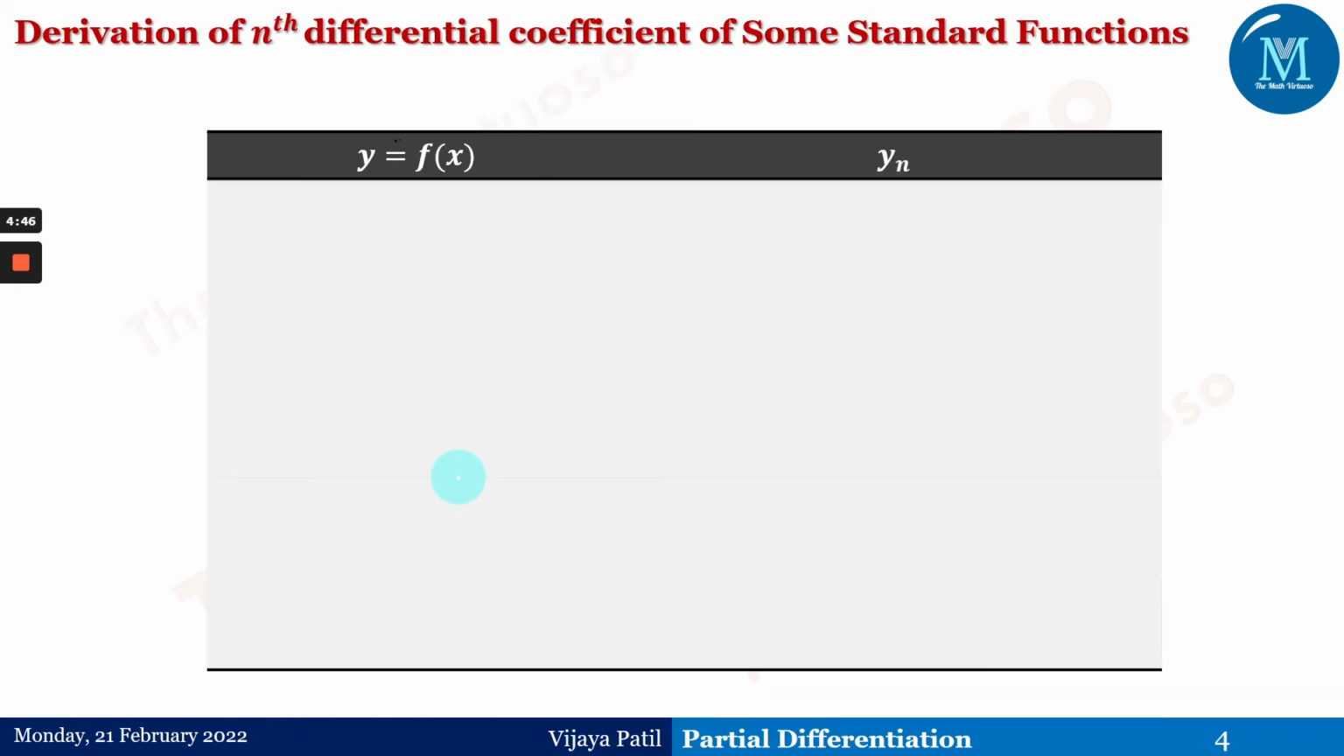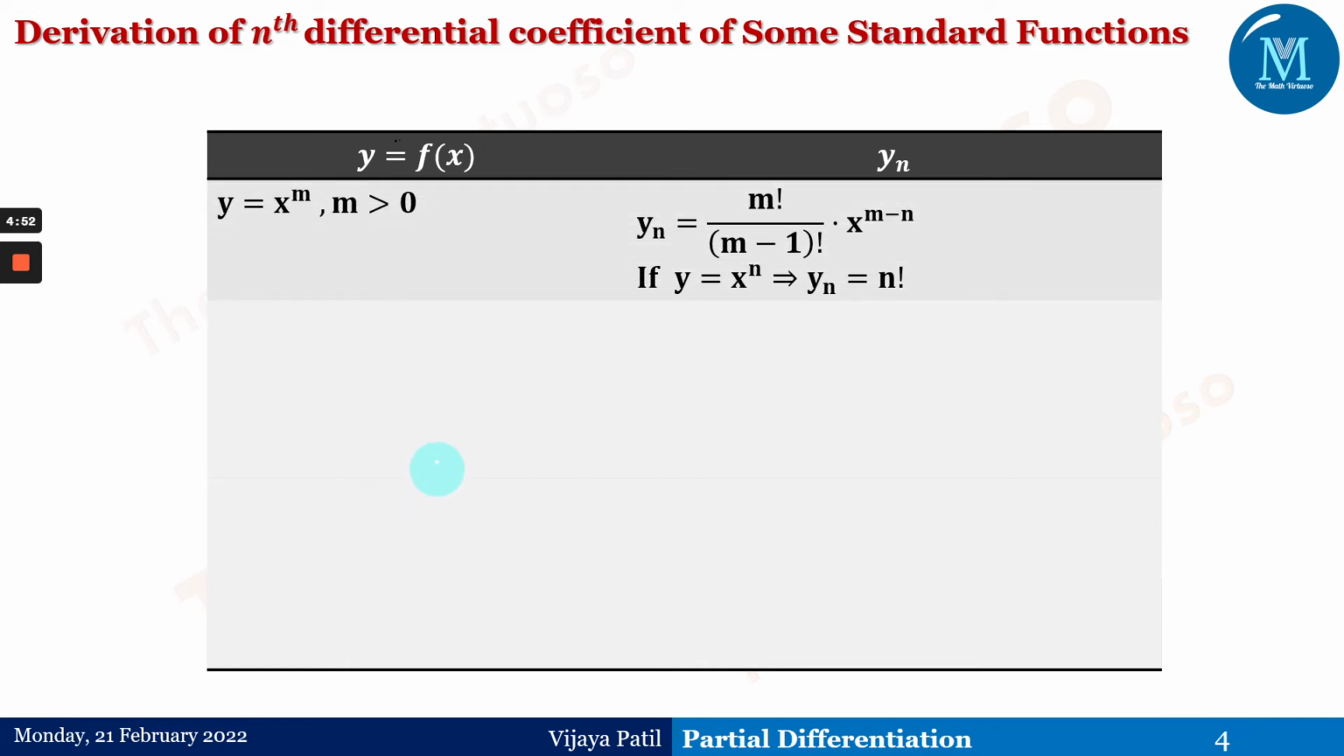Now let us go ahead and list out the nth differential coefficients of some standard formulae. First of all, y is equal to x to the power m, m greater than 0, then y_n comes out to be m factorial upon (m minus n) factorial times x to the power m minus n. Now again there is a small corollary based on this: if y is equal to x to the power n, y_n comes out to be n factorial. That's quite obvious from here.